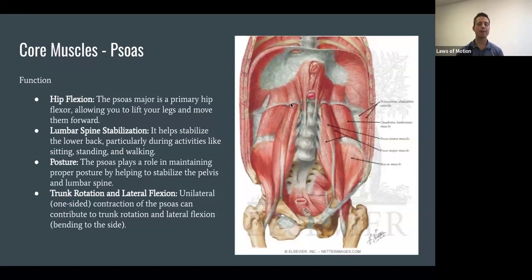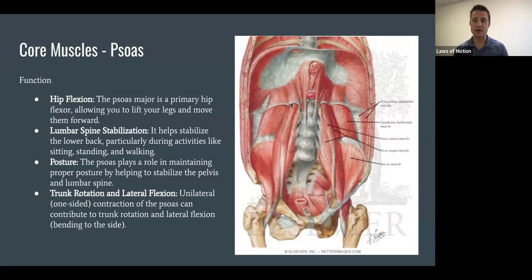So when we look at posture in this picture right up here on the slide, the psoas plays a huge role in maintaining proper posture and helps stabilize the pelvis. It also helps stabilize the lumbar spine during activities such as sitting, standing, and walking. So if the hip flexors have some weakness, our body's going to say, okay, how do we make more stability? How can we get the lumbar spine to stabilize? I know, we're going to make the psoas super, super tight so it can't move.